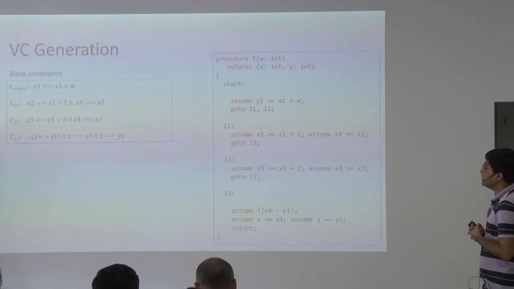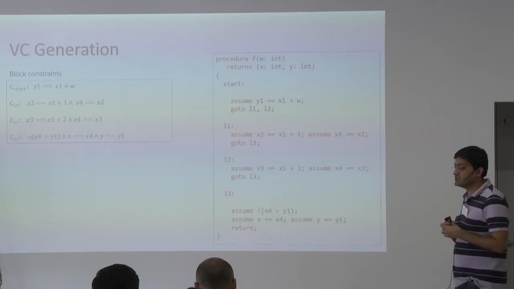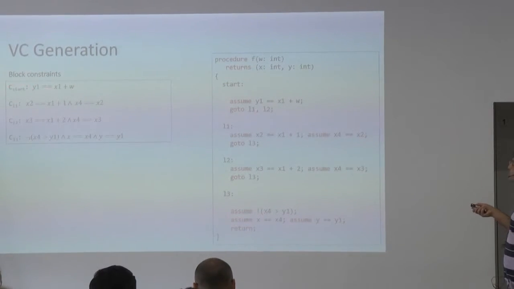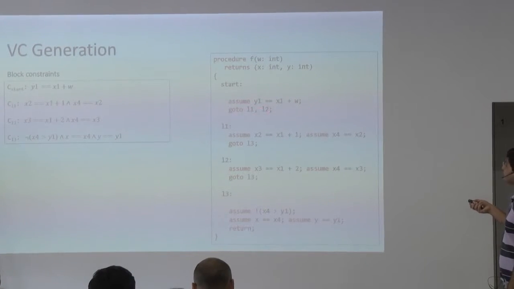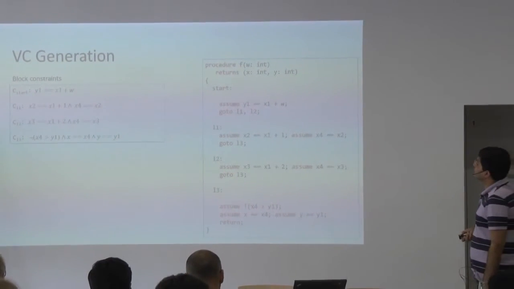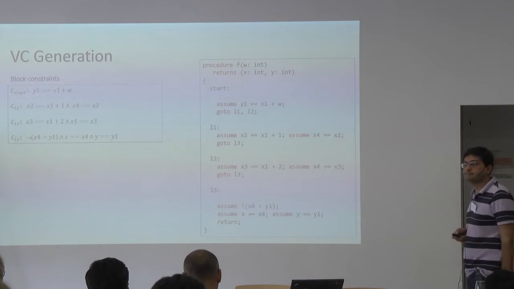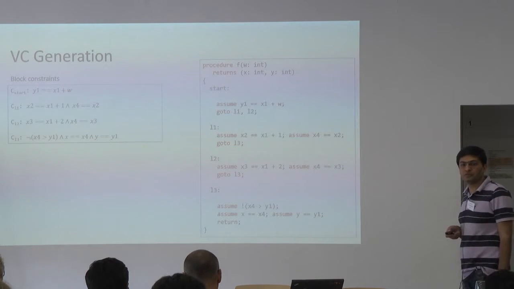So for every block, I'm going to write a constraint, which is a conjunction of all assumes that occur on that block. So I have four blocks here. For the constraint on the start block, I only have one assume here, so it's going to be this guy, y1 equals x1 plus w. On L1, I have two, so it's a conjunction of both of them, so x2 equals x1 plus 1, and x4 equals x2, and so on. Okay, so for the four blocks, I have four constraints.